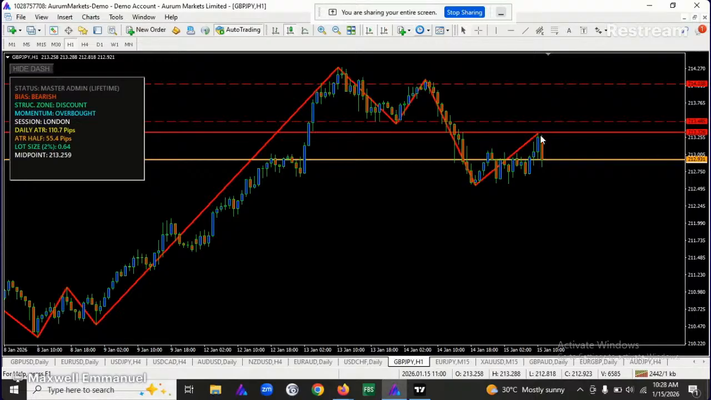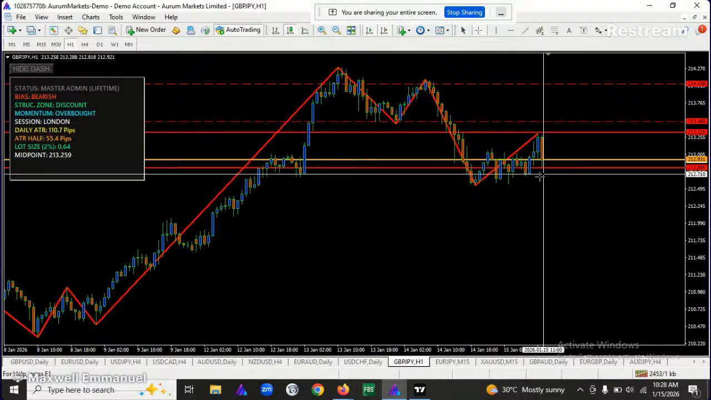Remember, I told you the best time to look for your setup is the London and New York sessions. So let's see if this retracement from this high to this low is up to 50 pips. Once it's up to 50 pips, I'm going to take a buy on GBPJPY.